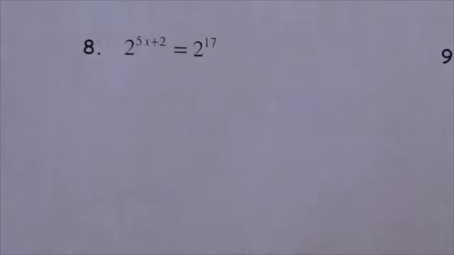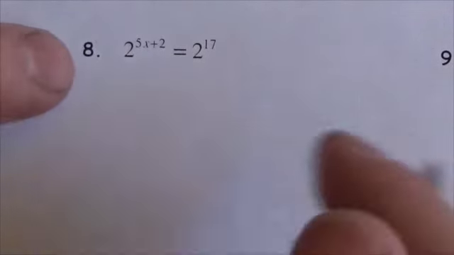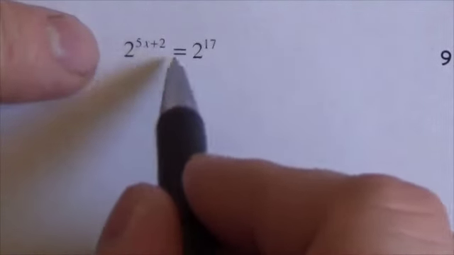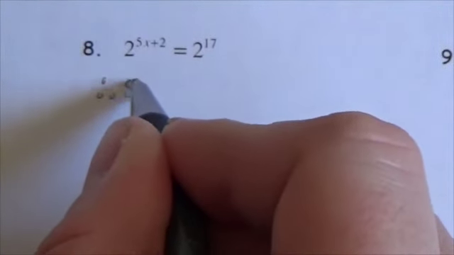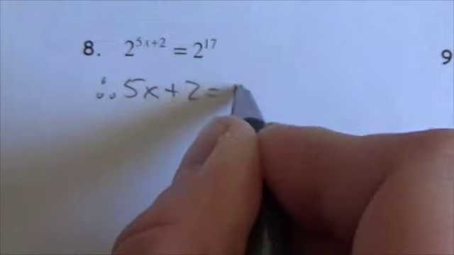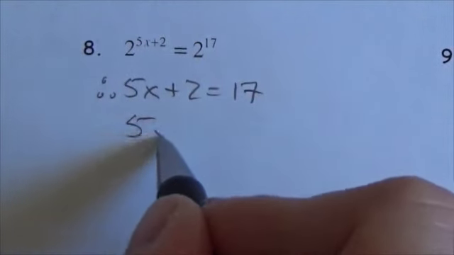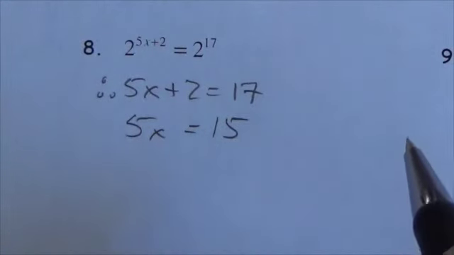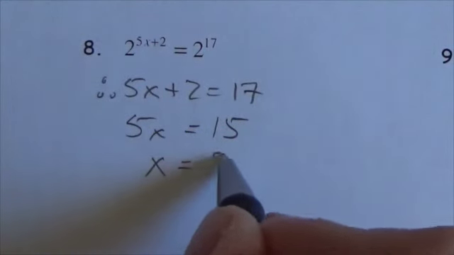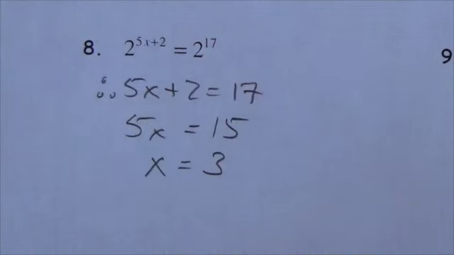2 to the 5x plus 2 is equal to 2 to the 17. All right, now this question is hopefully not so straightforward that people don't see what's going on here. I already have power equal to power, and the bases are the same. So I can immediately state that the exponents must be the same. And so if 5x plus 2 is equal to 17, I can subtract 2 from both sides and get that 5x is equal to 15. And by a quick little division, I'll get that x is equal to 3.